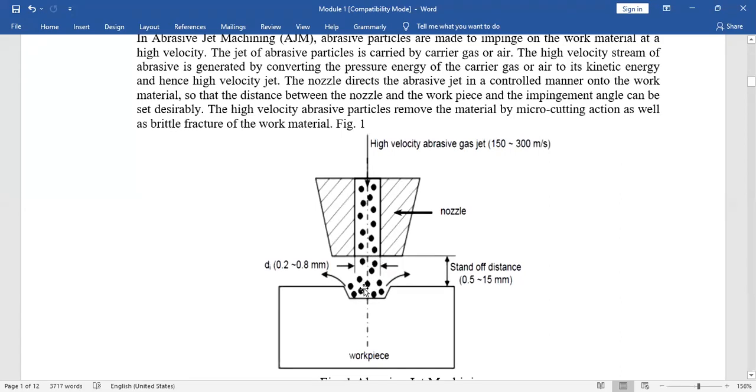So when the abrasive particle impinges at this part, a very high amount of energy will be generated, that is heat energy, because this abrasive particle contains kinetic energy, and when it falls on the surface, due to this heat, the surface of this workpiece will get heated.